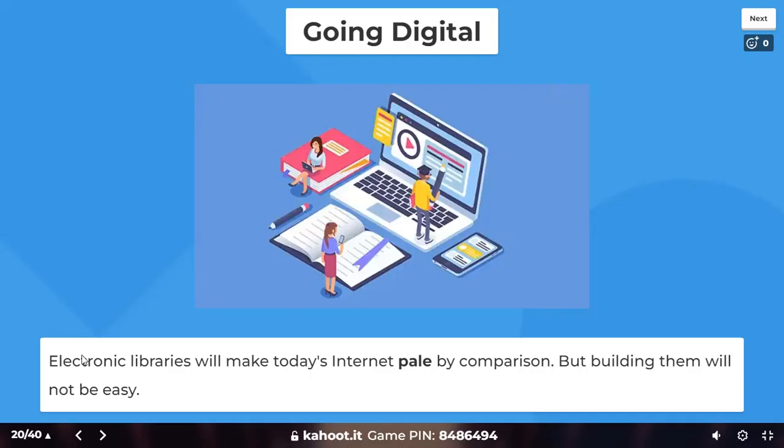Then we have the subheading: electronic libraries will make today's internet pale by comparison, but building them will not be easy. Now here you have the title, you have the picture, and I told you that the picture is very important because it can tell you 1,000 words, and you have the subheading. I'd like you to tell me what the message is that the writer wants to convey. Going digital, look at the picture, read the subheading, and tell me what this is about.